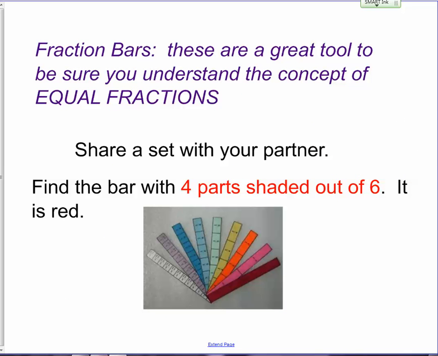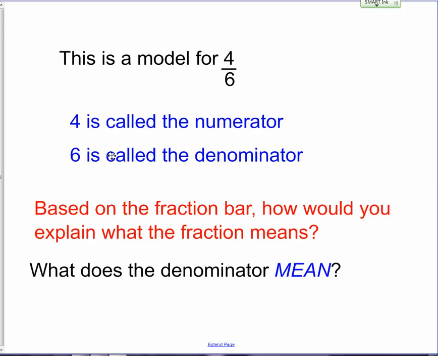Then we worked with some fraction bars, and you found the red bar that had 4 parts shaded out of 6. It's a model for 4/6, and we reviewed some terminology. 4 is called the numerator, and the 6 is called the denominator. The denominator means that the whole bar has been broken into 6 equal-sized pieces, and 4 of them were the parts that were shaded.